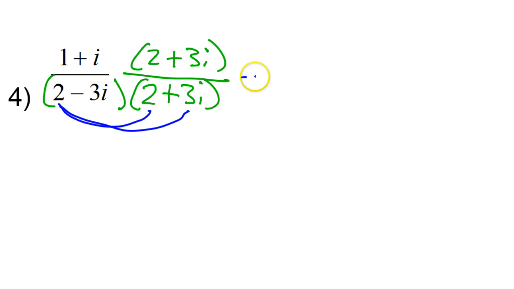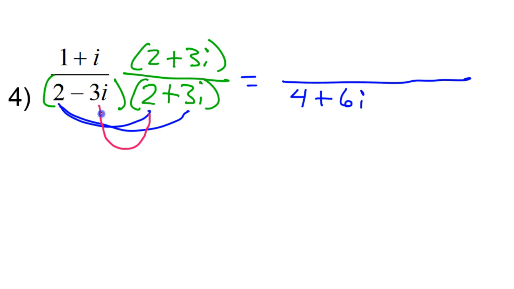Okay, so 2 times 2 is 4. 2 times 3i is 6i. All right, now I distribute the negative 3i. Negative 3i times 2 is negative 6i. Negative 3i times negative 3i is negative 9i squared.